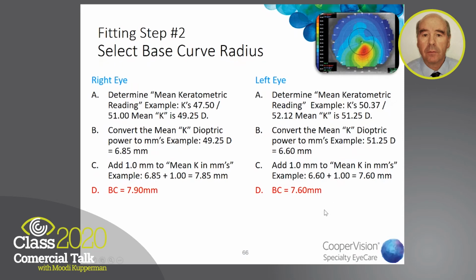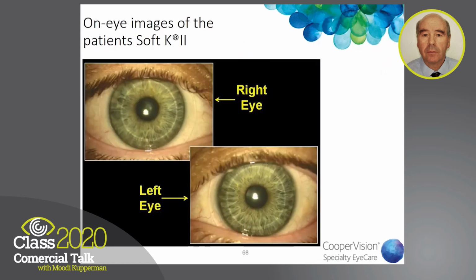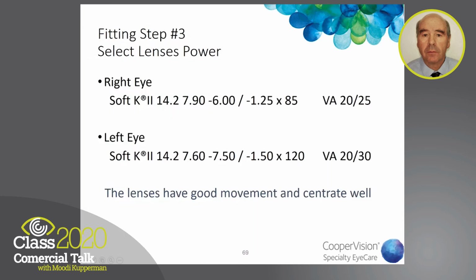As I told you, this is only a first choice. Maybe in both eyes you should use 7.9 or vice versa. So don't take this as a rule of thumb. Here we can see the nice stabilization of the lens on the right eye and on the left eye. We see it's very, very central.